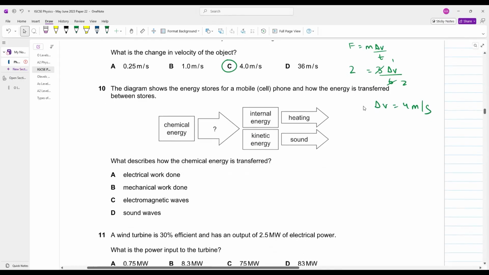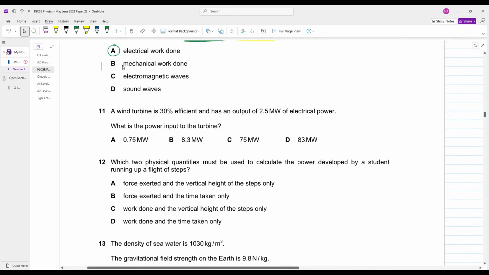आगे बढ़ते हैं बेटा. The diagram shows the energy stores for a mobile phone and how the energy is transferred between stores. अच्छा ये energy stores हैं for a mobile phone and how the energy is transferred between stores. What describes how the chemical energy is transferred? बेटा chemical energy किस तरह transfer हो रही है? Chemical energy gets converted into what? Electrical work done. This electrical work done gets converted into internal energy and kinetic energy. A is your answer. आगे बढ़ते हैं बेटा.